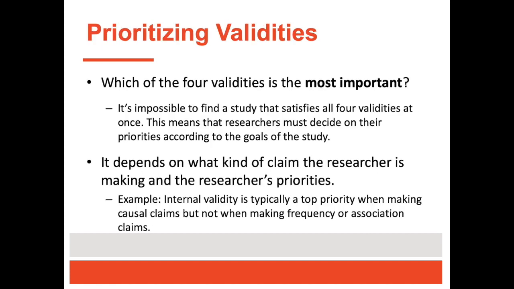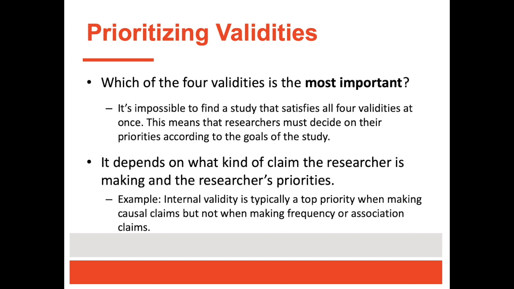Prioritizing validities. Which of the four is most important? This is one of those it-depends questions, and that can be annoying, but it's just the fact of the matter. It's impossible for a study to satisfy all of the validities all at once. You can definitely have really good construct validity and internal validity, but that means your external validity isn't going to be as good, and maybe your statistical validity might not be great, or it could be. You're just not going to find a study that does all of them perfectly. It's just not possible, but you want to look for studies that do them as well as possible.